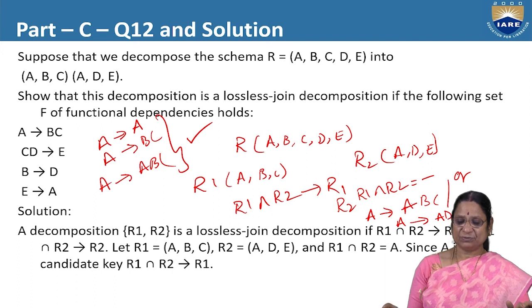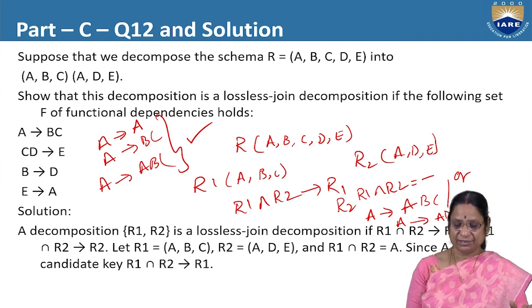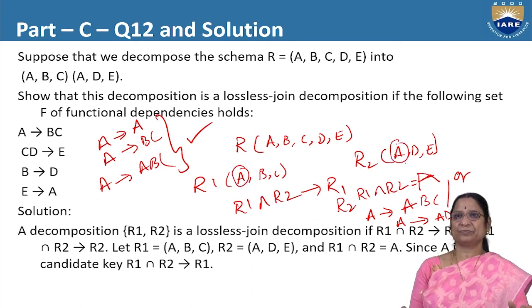So first we are taking a relation schema and we are taking subrelations. What are we considering? The intersection of the two subrelations, R1 intersection R2. R1 is ABC, R2 is ADE. So what is R1 intersection R2? R1 intersection R2 is A. This exists in both relations.